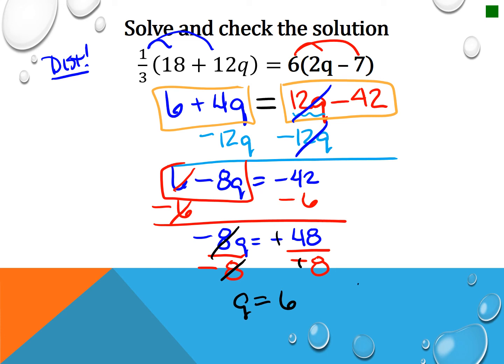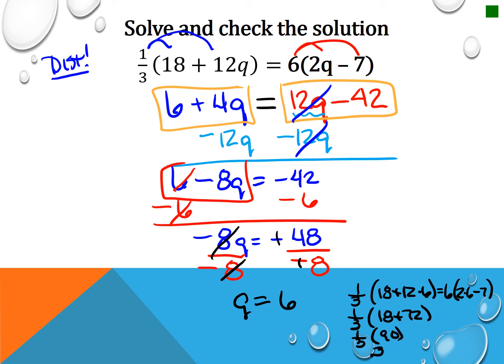If I wanted to check it, I'm going to take 1/3 times 18 plus 12 times 6. And I want to see if that equals, oops, I'm a little squishy here, 6. I'm going to take 2 times 6 minus 7. So that's 1/3, 18 plus 72. I'm just going to keep doing this side. 1/3 times 90. This side equals 30. Over here I have 6 times 12 minus 7. 12 minus 7 is 5. 6 times 5 equals 30. They are equal. Yay, me.